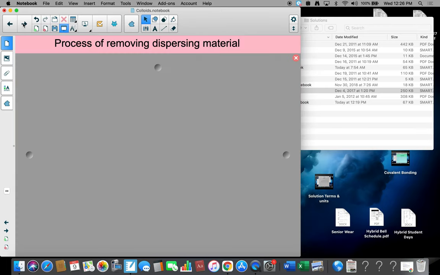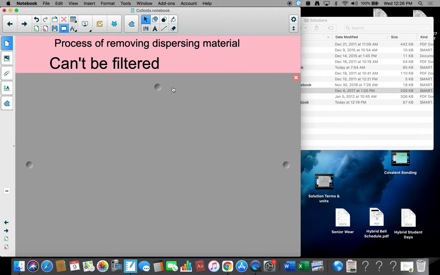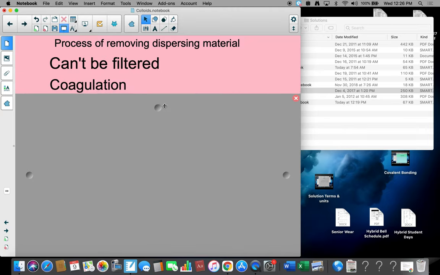Now, the last thing we have to talk about here is the process of removing dispersing material, because it can't be filtered. I just can't get it out of there. So what do I do? There are two different ways I can work with it.